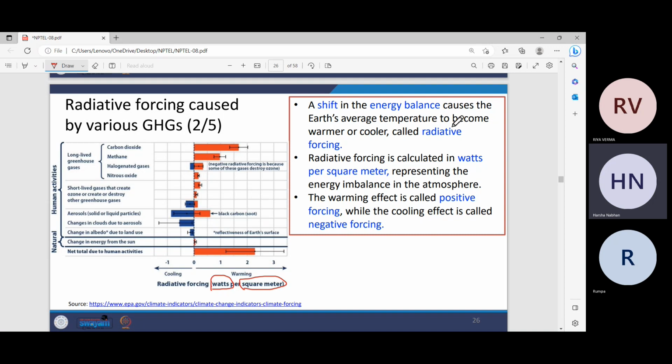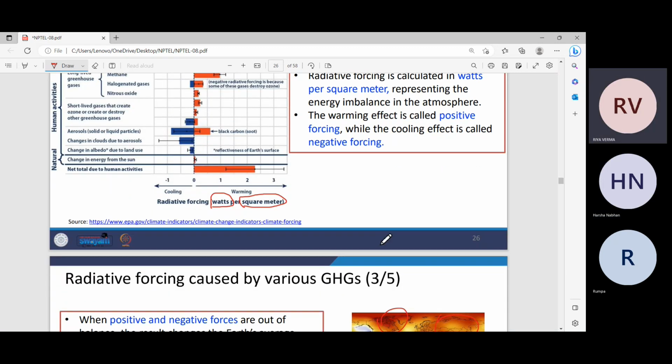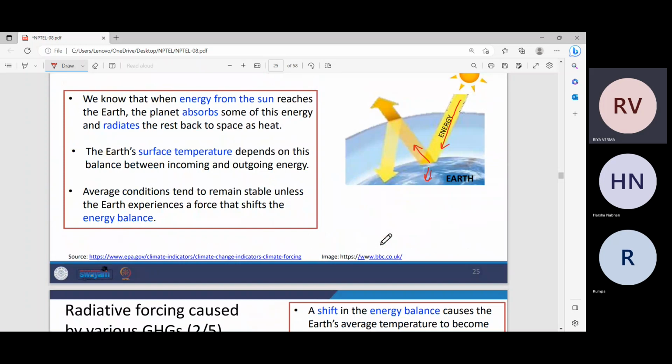The radiative forcing is given by the energy imbalance, ma'am. So what is coming inside, some is absorbed, and only a few is left out, ma'am. So why does the energy imbalance take place, ma'am? See, this energy imbalance is due to different factors.